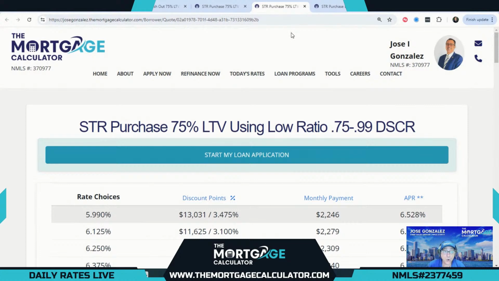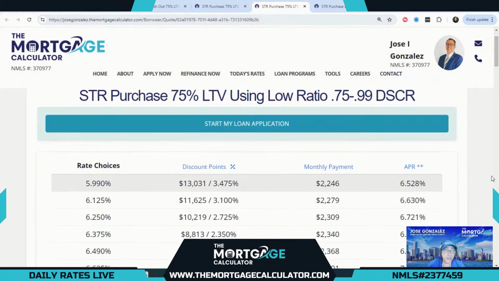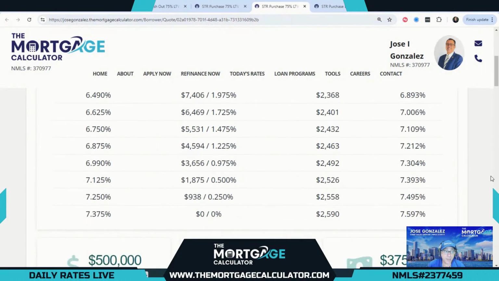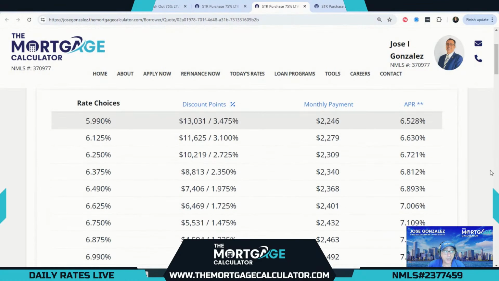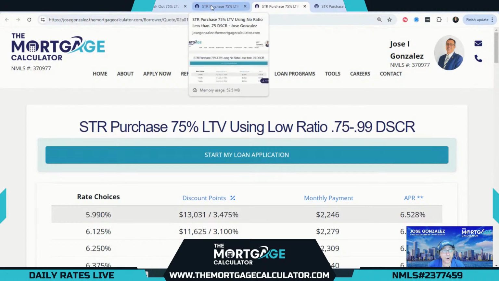The first one would be the low ratio DSCR, where the debt service coverage ratio is between 0.75 and 0.99 using long-term rent. So then all we would need here is 25% down payment, 75% LTV, and you're going to get these great rates. 7.375 lowest cost option at par, and you can buy that down all the way to 5.99 at a cost of 3.475 points for our low ratio DSCR purchase, 25% down for our short-term rental property.